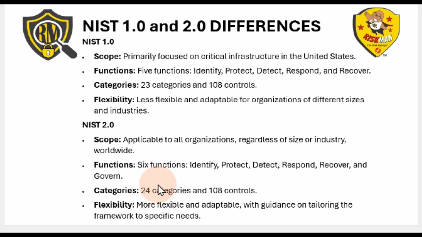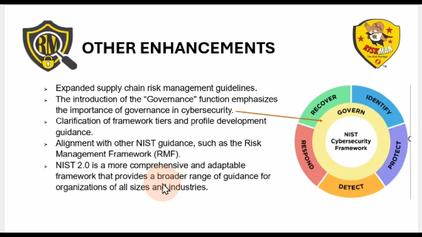Some other enhancements are that they expanded the supply chain risk management guidance, so risk management has more of a role in here. And as I mentioned earlier, you have the governance arm now, and governance now has its own quadrant, and it's the glue that brings everything together, which is the way it should be, because I don't feel it should have sat under the identify quadrant. So governance is now the primary arm of NIST 2.0, and it glues all these other quadrants together.